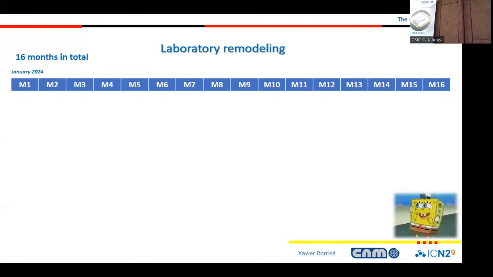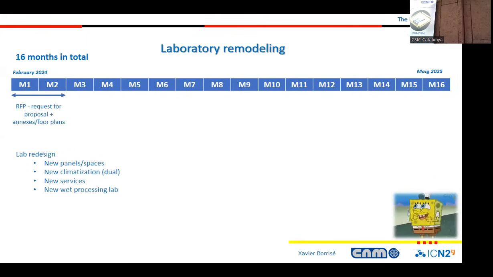The first thing is that we expected it to start in January, but it seems that we will start in February because we are already late. And during the 16 months, the process is that we are in the request for proposal, which means that some engineering company is giving the basic numbers for preparing the tender. So how much will this laboratory remodulation cost and so on. That's the initial idea.